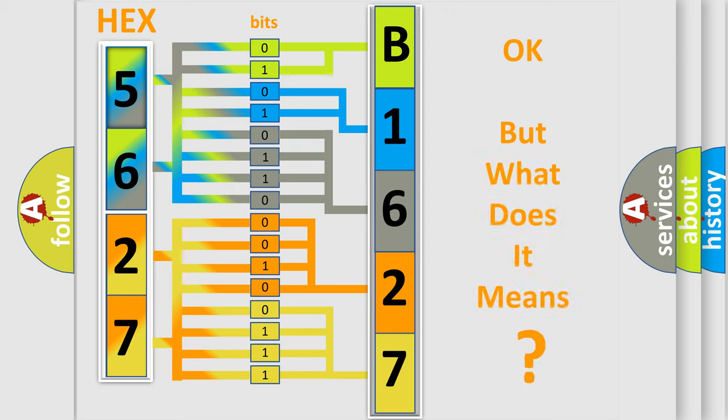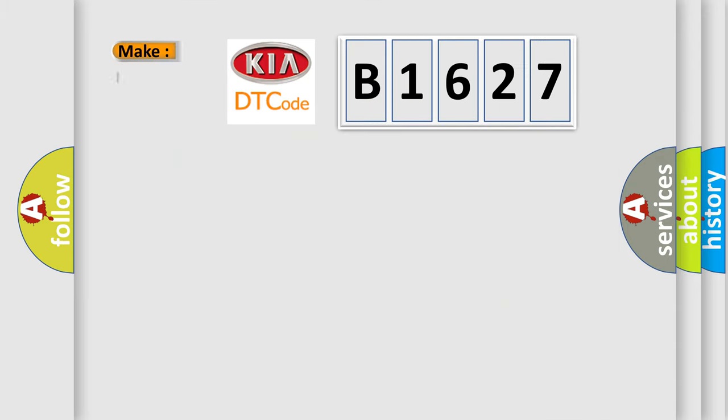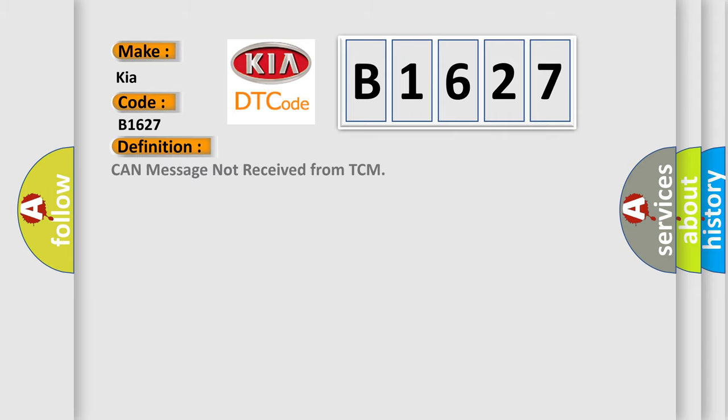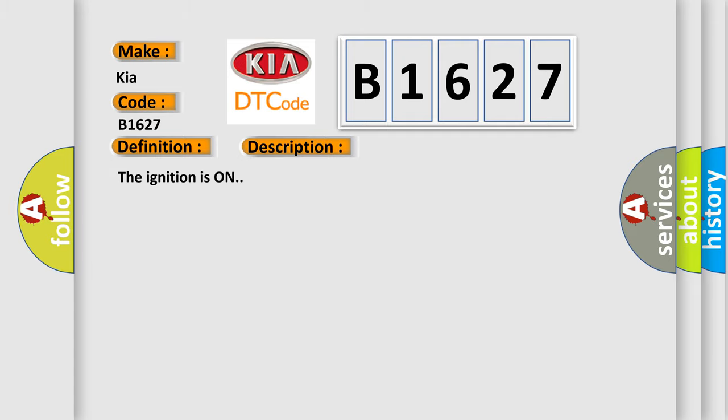The number itself does not make sense to us if we cannot assign information to what it actually expresses. So, what does the diagnostic trouble code B1627 mean specifically for Kia car manufacturers? The basic definition is: CAN message not received from TCM. And now this is a short description of this DTC code.